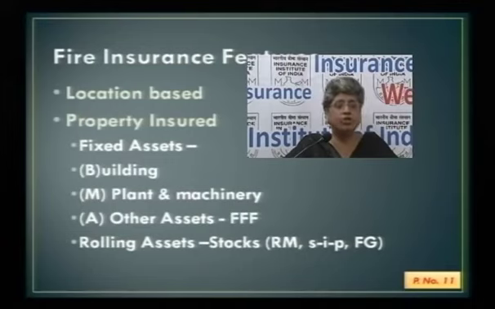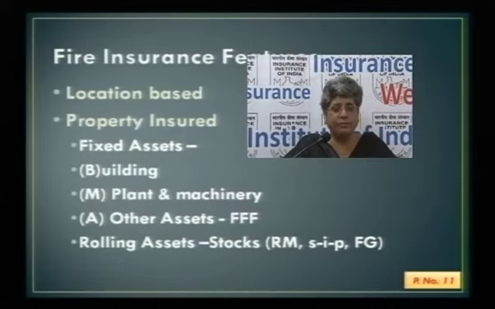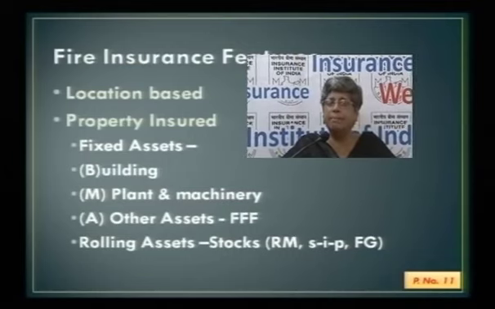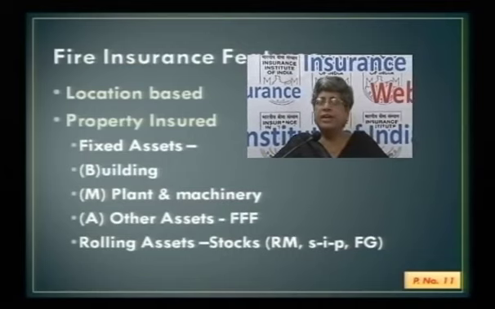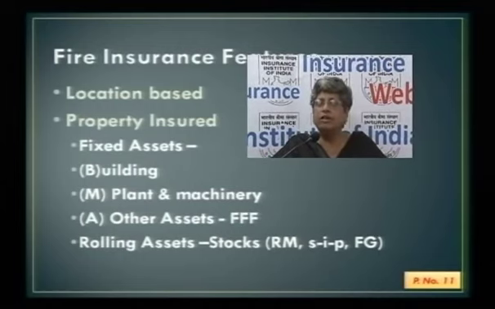Now the properties that are insured can be divided into fixed assets and rolling assets. In the fixed assets, we normally use a very short term called BMA. B stands for buildings, so the value of the building installed can be insured. M stands for plant and machinery. In factories we will come across this. We are insuring factories, we could have a building, and plant and machinery. A is for other assets, and the most common short term we use is furniture, fixtures, fittings, FFF.